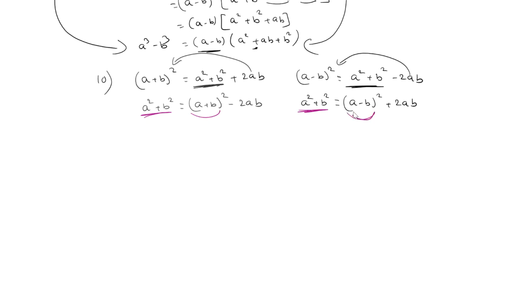So depending on the question which he has given, by that we are supposed to use them. So finally, these are the two formulas for a plus b whole square and a square plus b square, formula number 10.